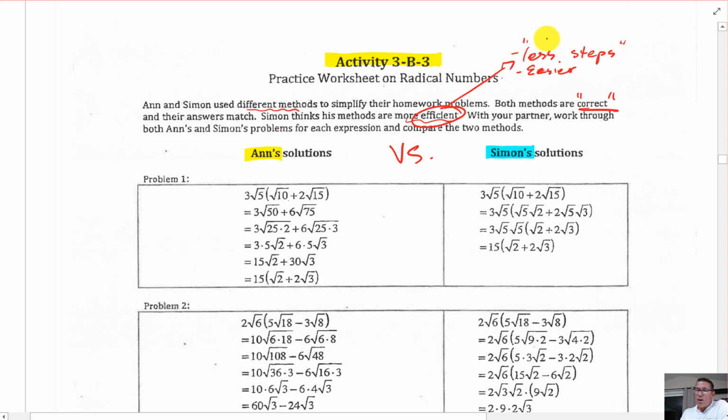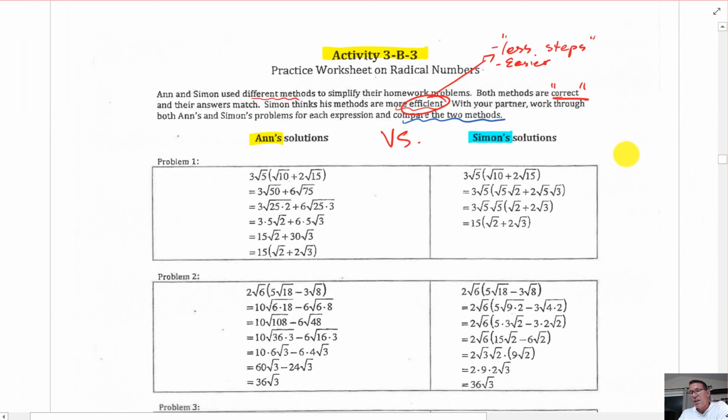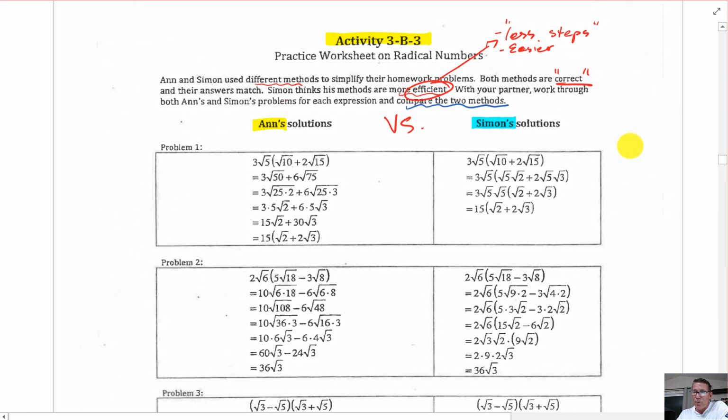With your partner, work through both Anne's and Simon's solutions for each expression and compare the 2 methods. All right, you want to compare. So this takes some really in-depth analysis. You got to go through each one, and you got to figure out and understand each one. So really important here, you have to understand every step of each method made by the students.